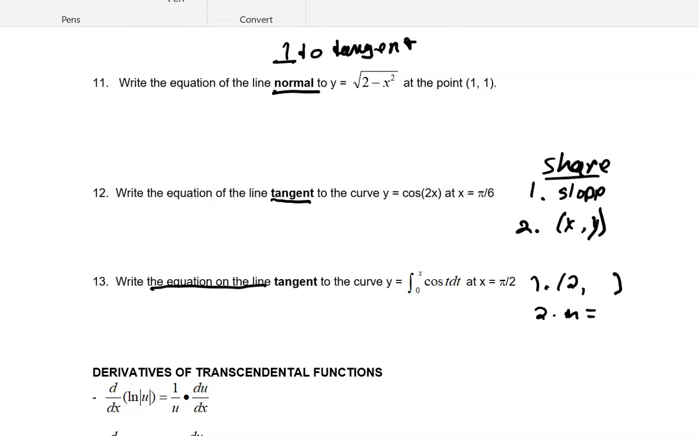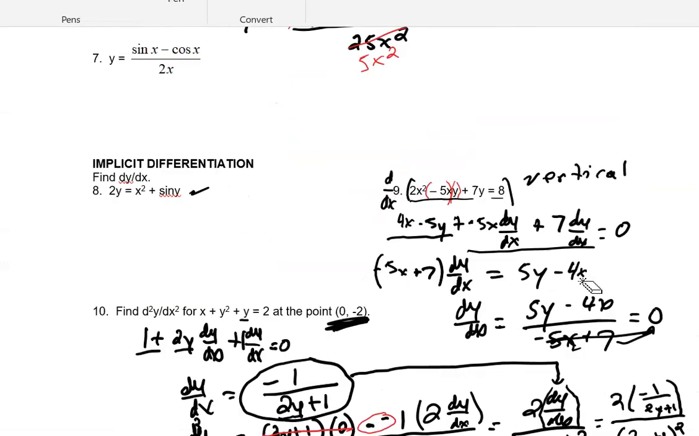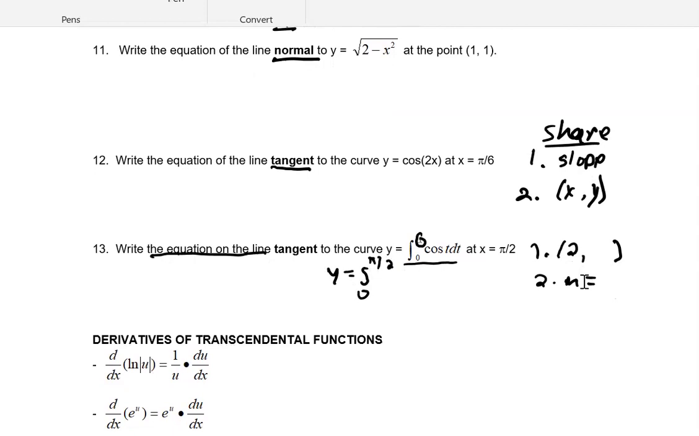So if I know x, the way I'm going to figure out my y is I'm going to go to the other side of this equation, and wherever I see an x, which happens to be my upper limit here, I need to plug in pi over 2. Let me just see, I messed this up. So my x-coordinate here is, let me try this again, pi over 2, not 2. All right. And then we're integrating cosine of t dt.